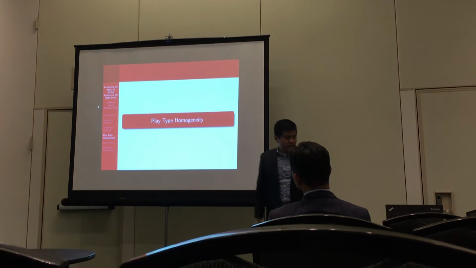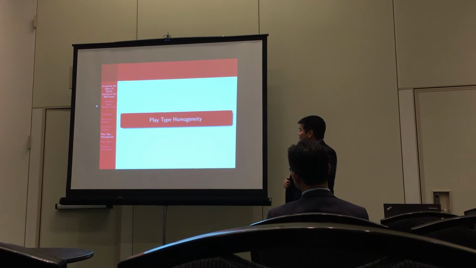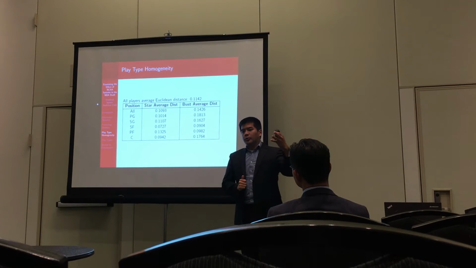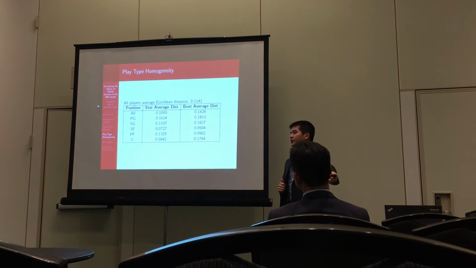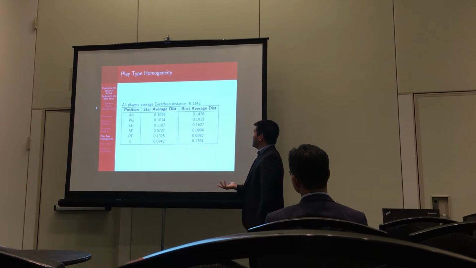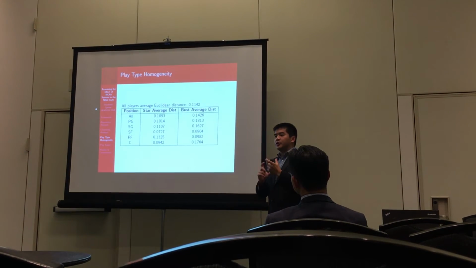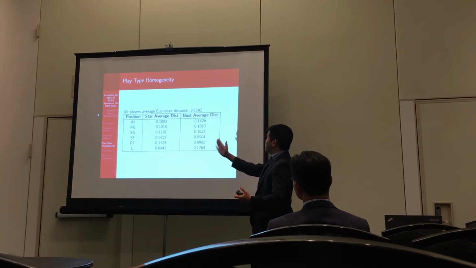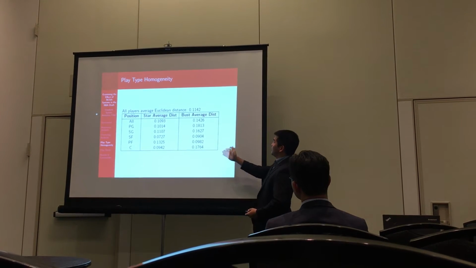Okay, so the last piece is play type homogeneity. We wanted to answer another question, which was, do star players at each position tend to come from similar offenses? And do bust players from each position tend to come from similar offenses? So again, we have this sense of Euclidean distance between these vectors, and you see kind of across the board that stars do tend to come from more similar offenses than busts.